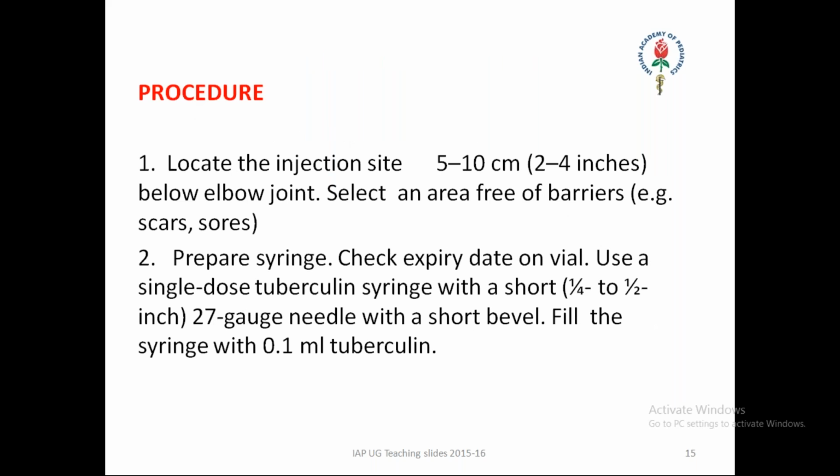Procedure: locate the injection site, which is usually 2 to 4 inches below the elbow joint, preferably the left side for identification. Select an area free of barriers; sores or scars should not be there. Prepare the syringe and check the expiry date on the vial. Use a tuberculin syringe with a 27 gauge needle with a short bevel, and fill it with 0.1 ml tuberculin.